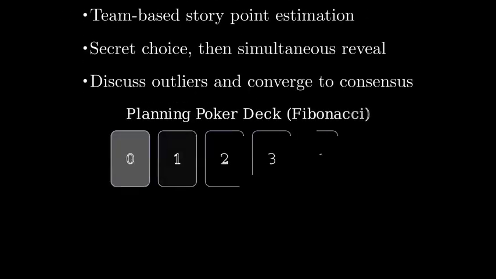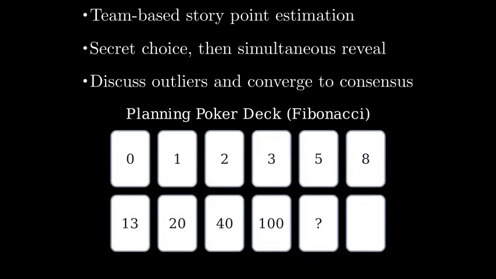The deck usually uses a Fibonacci-like sequence for story points. Common values are 0, 1, 2, 3, 5, 8, 13, 20, 40, 100. There is also a question mark card for uncertainty and a coffee card for a short break.